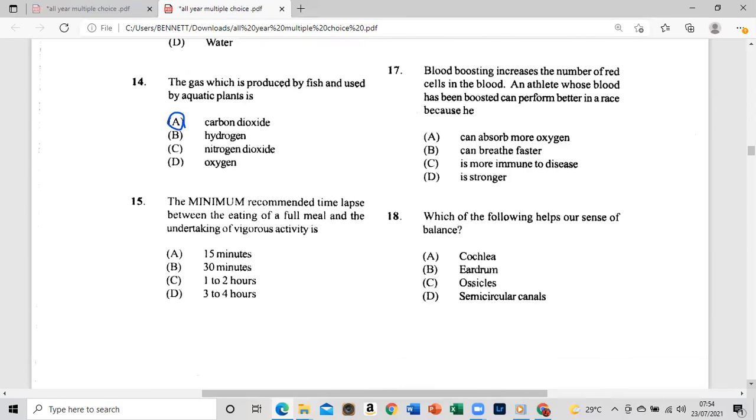The minimum recommended time lapse between the eating of a full meal and the undertaking of vigorous activity is it A, 15 minutes, is it B, 30 minutes, is it C, 1 to 2 hours, or is it D, 3 to 4 hours? And that is 1 to 2 hours.